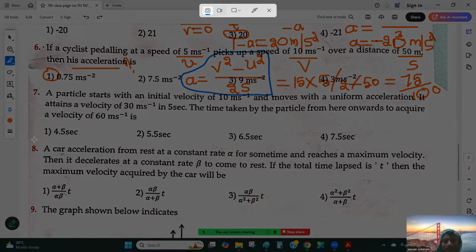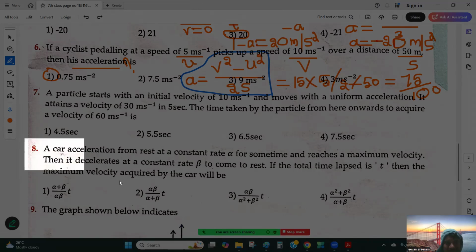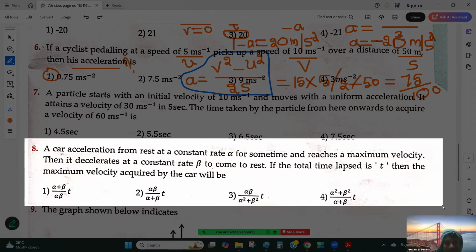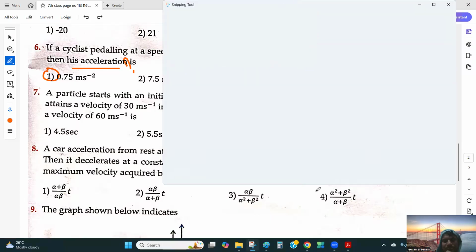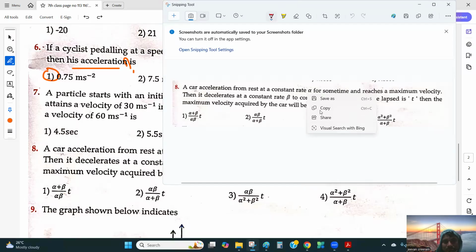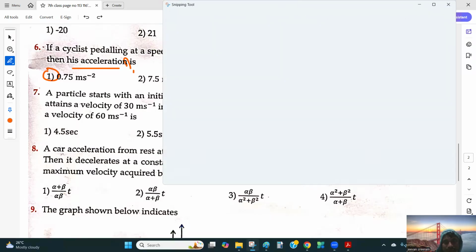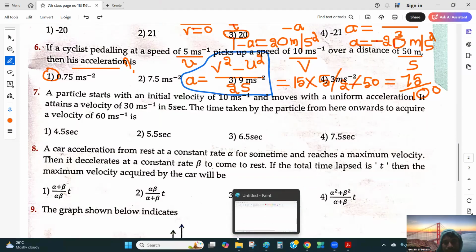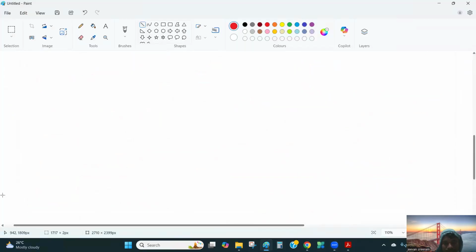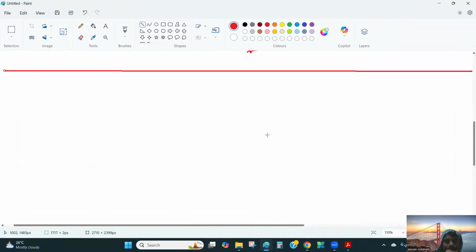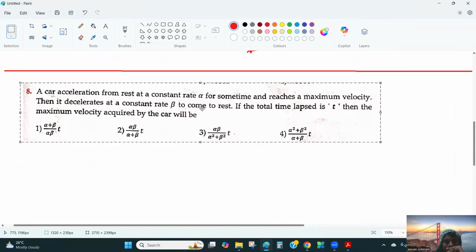Similar model was already done, right? So there, T1 by T2. Here the total time has been provided. T1 plus T2 is equal to T. That's what we are going to use to approach this question.